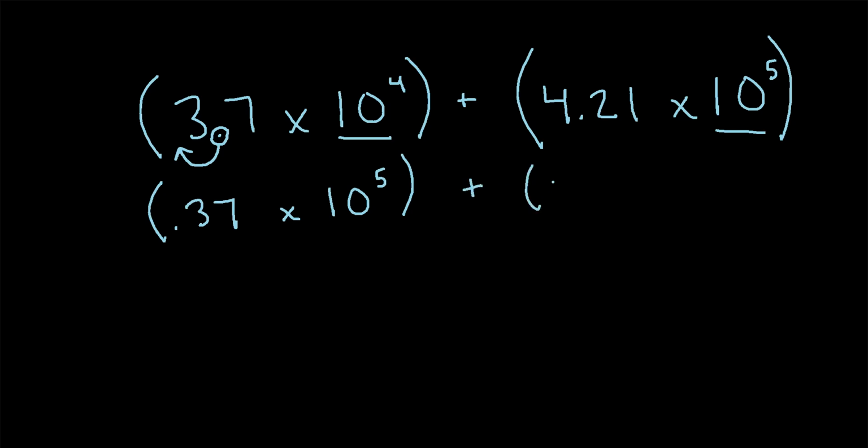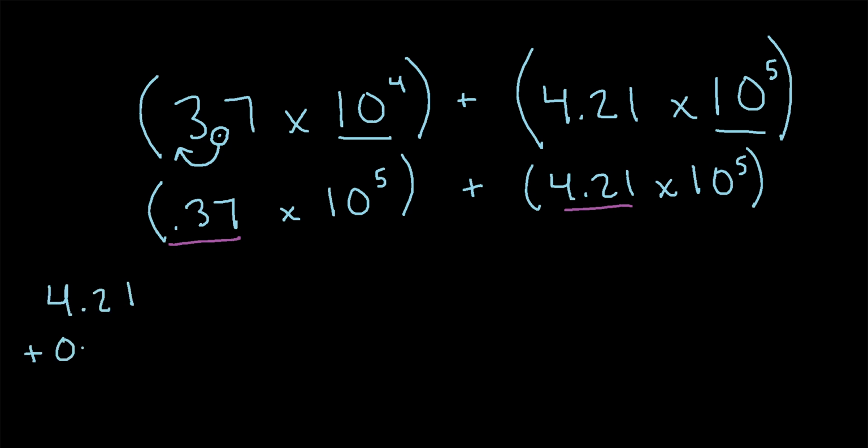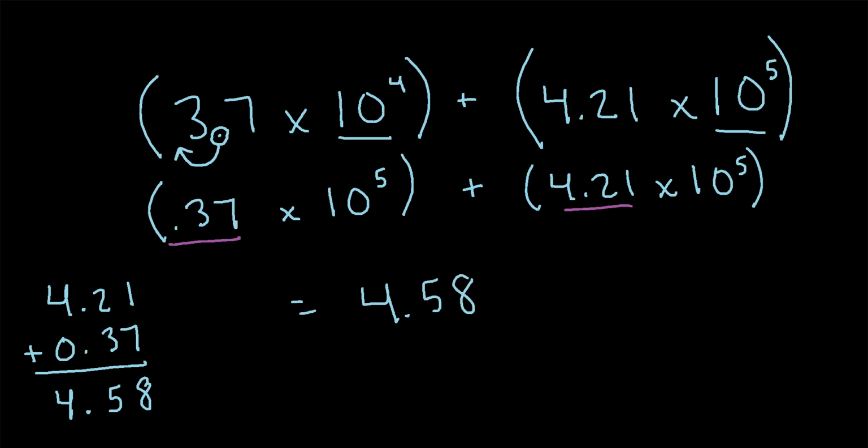So for this one, we don't have to change it at all. We can leave it as 4.21 times 10 to the 5th. Now that the base 10 numbers have the same exponent, these numbers become very easy to add. So we just have to add the coefficients out front. So 4.21 plus 0.37. So let's write that right here. 4.21 plus 0.37. So we get 1 plus 7 is 8, 2 plus 3 is 5, 4 plus 0 is 4. So 4.58. So our final answer is going to be 4.58 times 10 to the 5th.